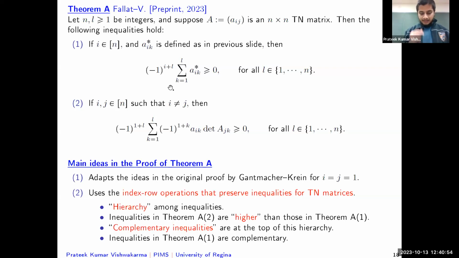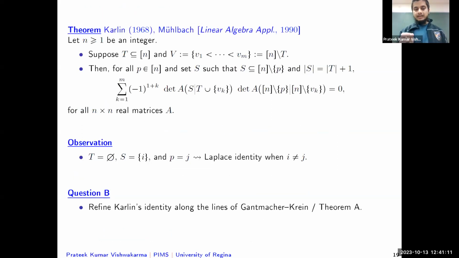And now here's the next result. Because we were able to refine the classical Laplace identity, and we also know that there is another classical identity due to Karlin, we started looking at that inequality specifically. So Karlin's identity holds for all real matrices, whatever that is. We don't have to go into the detail, but it certainly looks very different from the Laplace identity. That's number one. Number two is that if we look at the Laplace identity for all i not equal to j cases, then for certain specific choices of row and column indices in Karlin's identity, we get the Laplace identity for all the i not equal to j cases.